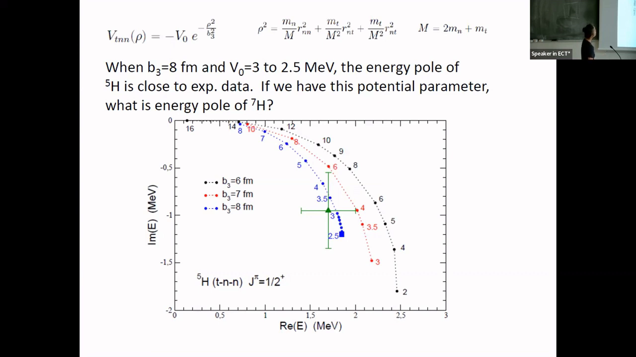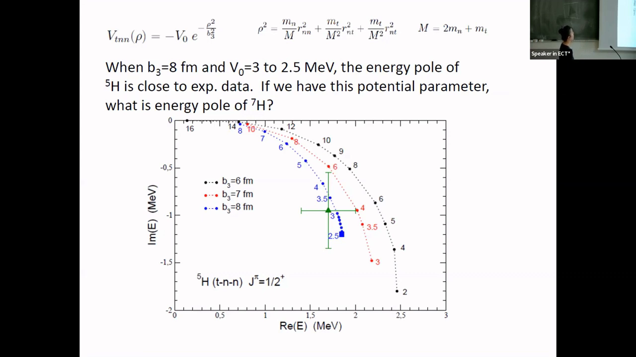For example, if we take this b3 at 6 femtometer, you can see that if the value of V0 is smaller, then the energy of this pole of hydrogen-5 becomes larger, and the decay width also becomes broader. This green line is the Kolesnikov experimental data, and this blue tube is the calculation using the Faddeev method.